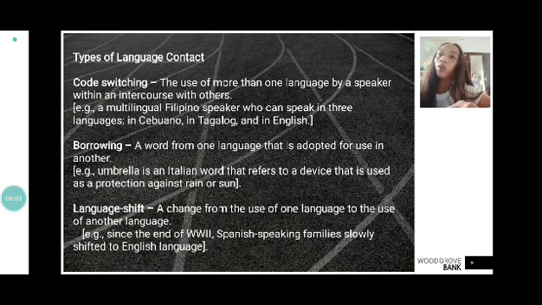Next is borrowing. Borrowing refers to a word from one language that is adapted for use in another. In short, borrowing is when you adopt a foreign word and utilize it. For instance, umbrella is an Italian word which is being borrowed that refers to a device that is used as protection against rain or sun. Another example is the word anonymous. It is a borrowed word from the Greek language which means a person not known by name.